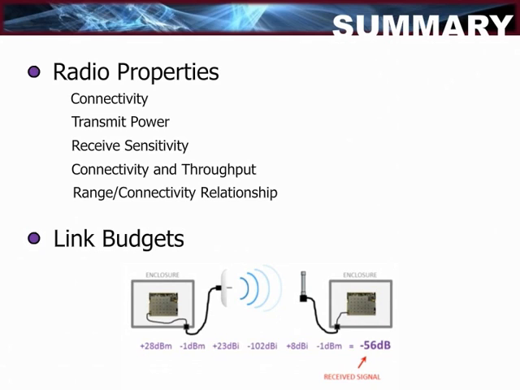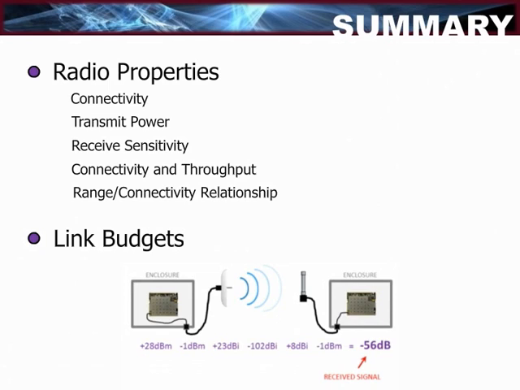Connectivity pertains to data flowing in one direction. Throughput takes into account data that may require acknowledgement packets and is therefore a two-way street. The difference between connectivity and throughput is an important aspect when it comes to managing customers' expectations of network performance.